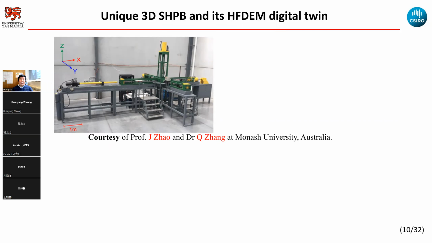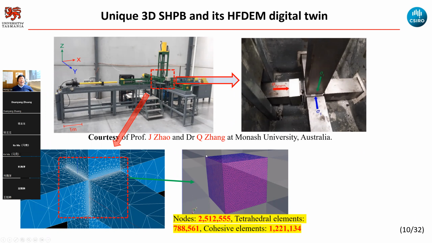We have the symmetric sample. And here we use a huge number of elements, either cohesive elements or solid elements. You can see here we have 2.5 million nodes: 1.2 million cohesive elements and 0.8 million tetrahedral elements. That's a huge number of elements, but we can still complete it on a personal computer. It's unnecessary for us to use a high performance computer.